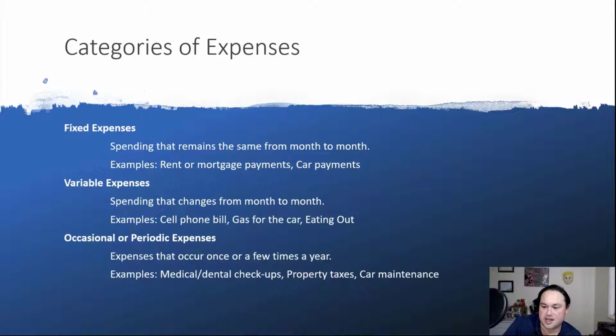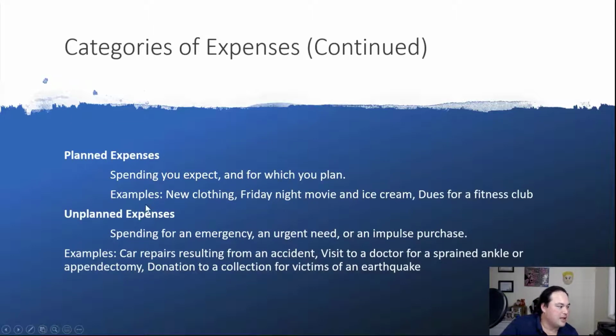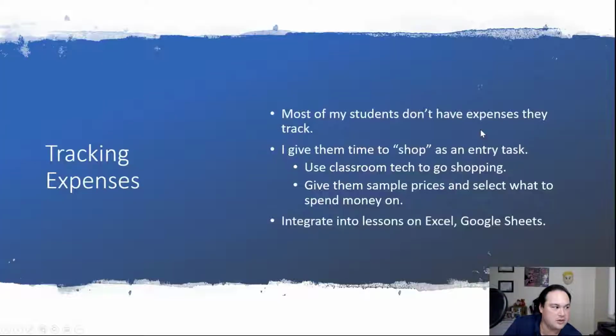spending spreadsheet. So we already talked about fixed expenses, variable expenses, those periodic expenses, and here are some examples from real life: planned expenses and unplanned expenses. I might share that in the vocabulary, but I also want to break this out when I'm doing that with the students. And this prepares us for tracking expenses.